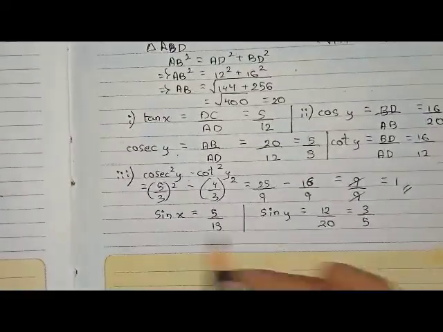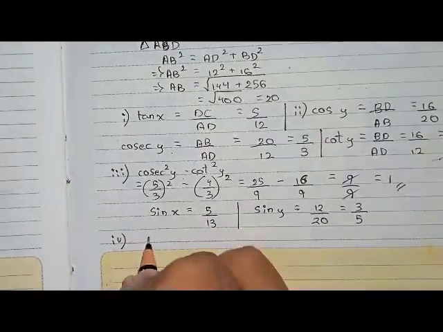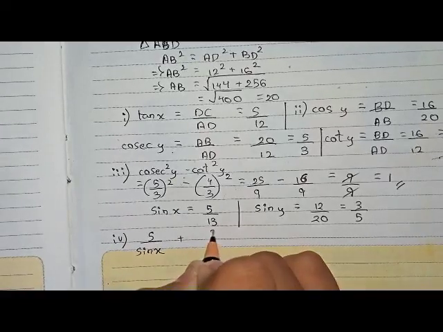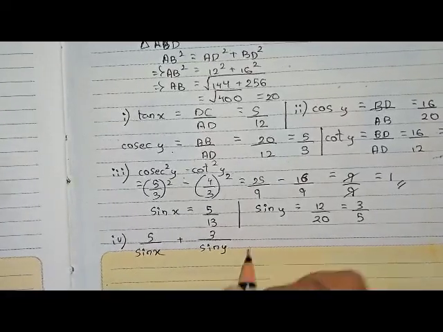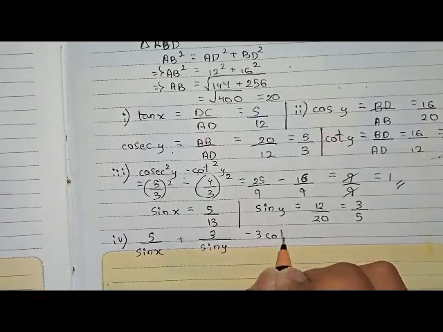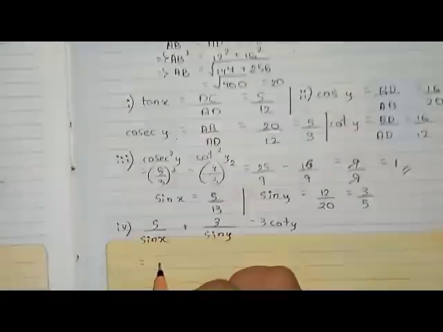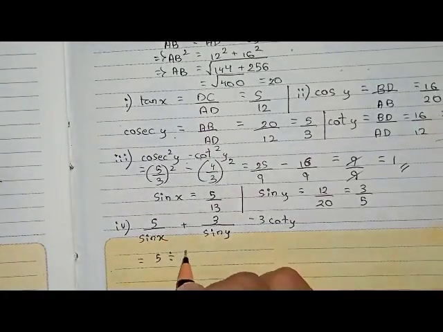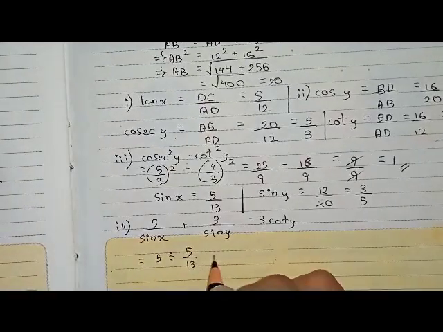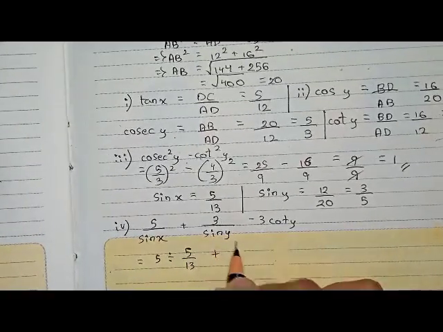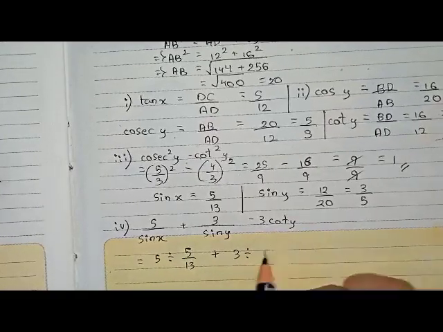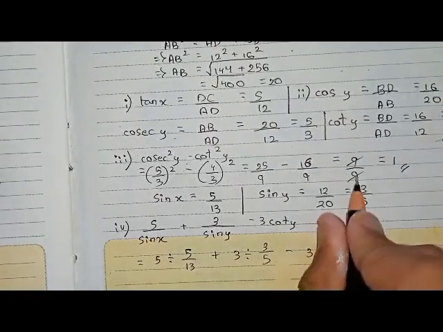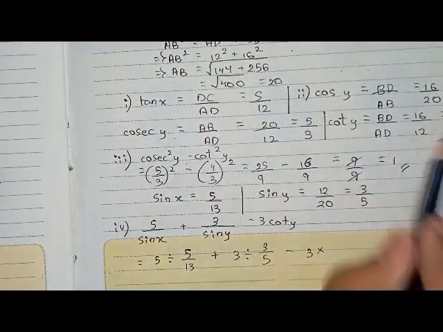So you can easily solve the 4th question. The question is 5 by sin x plus 3 by sin y minus 3 cot y. So 5 divided by sin x we can write. So sin x value is 5 by 13. So 5 divided by 5 by 13 plus 3 by sin y. So that means 3 divided by sin y, that is 3 by 5, minus 3 cot y, that means 3 multiplied by cot y. So cot y here is 4 by 3.